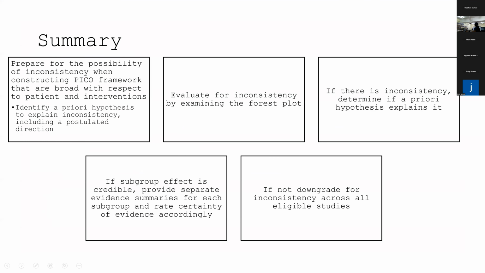So to summarize, using this example, we have seen a lot of things. We have looked at the importance of planning for an inconsistency, and we have looked at how to identify a priori hypothesis to explain the inconsistency. We have also looked at how to examine inconsistency by looking at a forest plot, visually as well as statistically. And if we have detected an inconsistency, we should check whether your a priori hypothesis explains that. The fourth thing is, if you have a difference, you must look for the credibility of that subgroup difference. And you must also provide separate evidence summaries for each subgroup and rate certainty of evidence accordingly. If you find that there is no inconsistency, then you just don't downgrade for inconsistency.